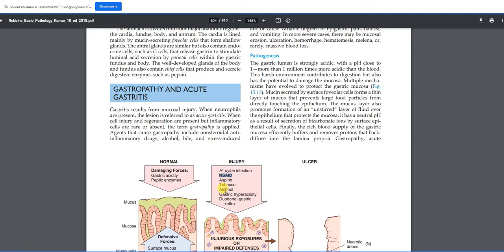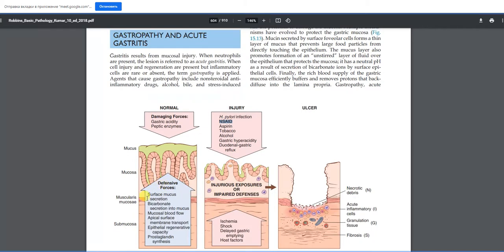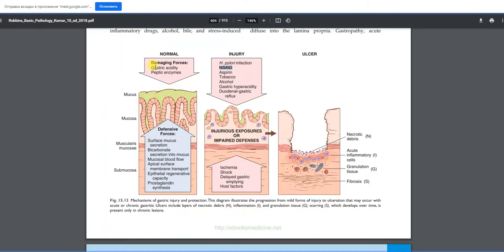They suppress the activity of cyclooxygenase, but along with this suppression, this inhibitory function of cyclooxygenase is there in the stomach, and it leads to increasing of acidic activity in the stomach. Okay, later it is shown. So normally, here it's shown. Defensive forces: surface mucus secretion, bicarbonate secretion. So gastric acidity and peptic enzymes cannot injure it.